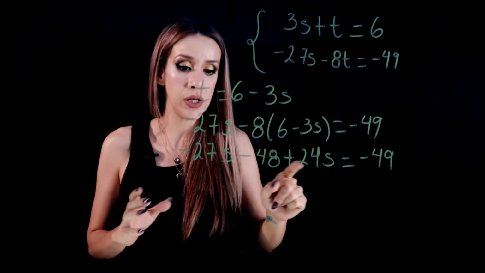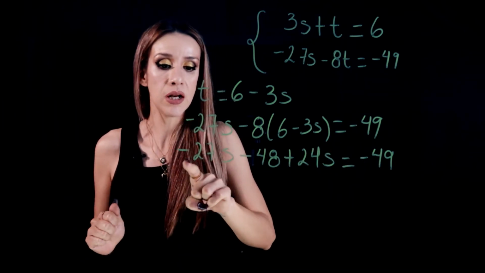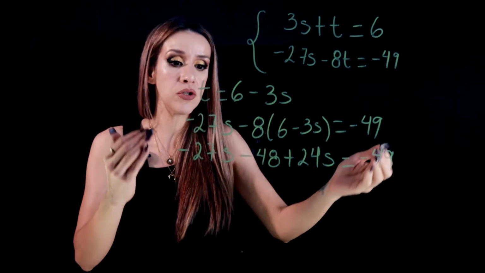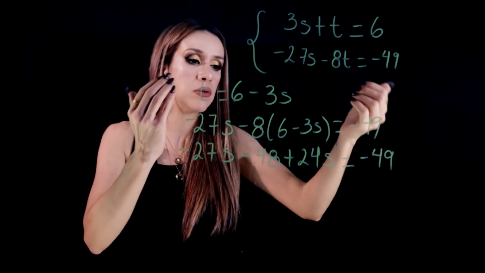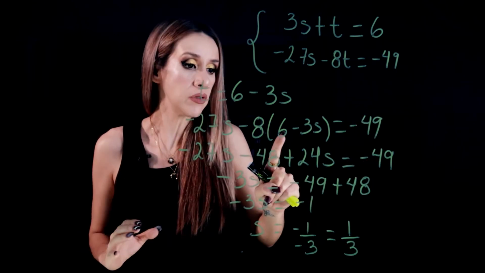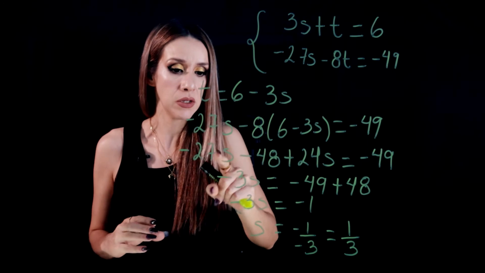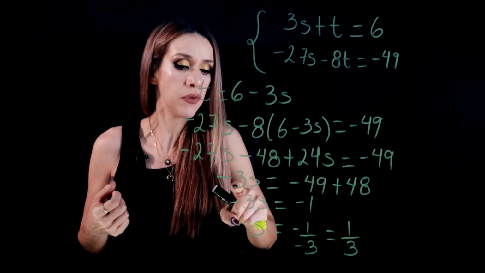I'm not doing anything yet to this negative 27s and this negative 49. So I'm just going to copy those elements to the next part of the process. The result of 24s minus 27s is the same as negative 3s.